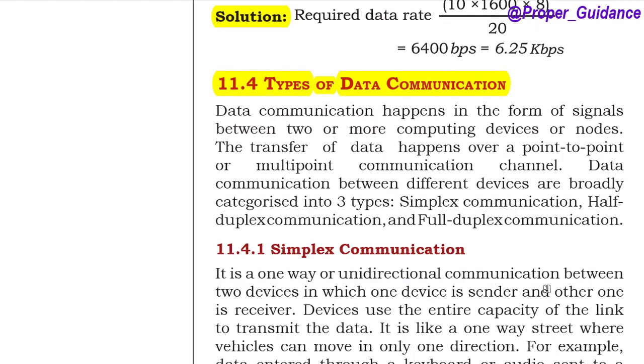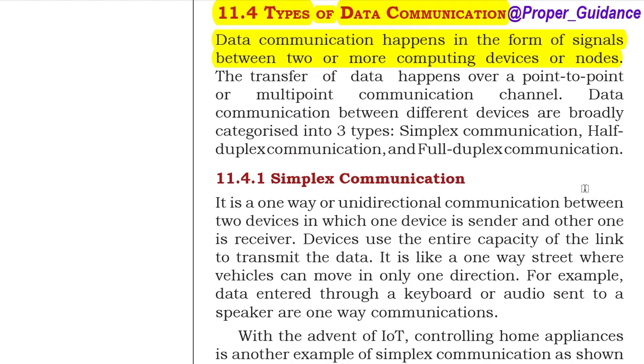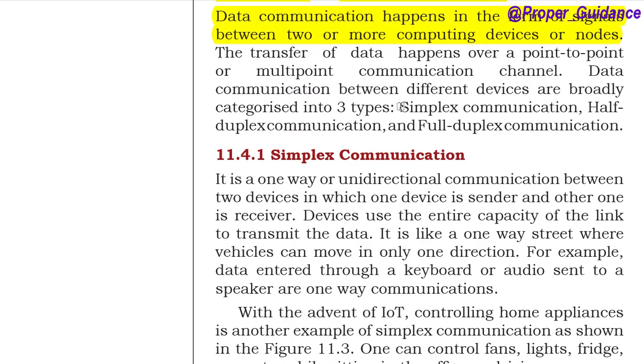Now, types of data communication. Data communication happens in the form of signals between two or more computing devices or nodes. The transfer of data happens over a point-to-point or multi-point communication channel. Data communication between different devices is broadly categorized into 3 types: simplex communication, half-duplex communication, and full-duplex communication.